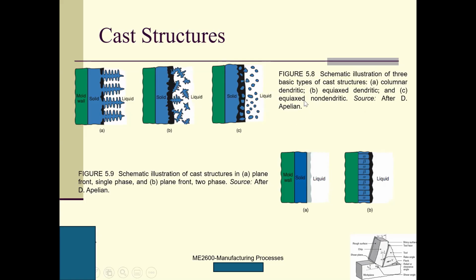Equiaxed dendritic, and this is equiaxed non-dendritic. Non-dendritic means no dendrite. Dendrite is an arm, just like an arm. Another one is single phase material, and this is two phase material. See, in the single phase I only have one phase here, but here I have two phases. These are two phases, alpha and beta, with alternating layers.